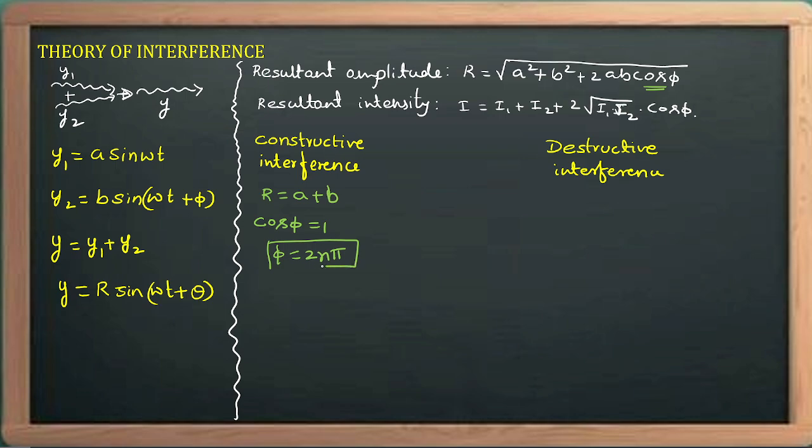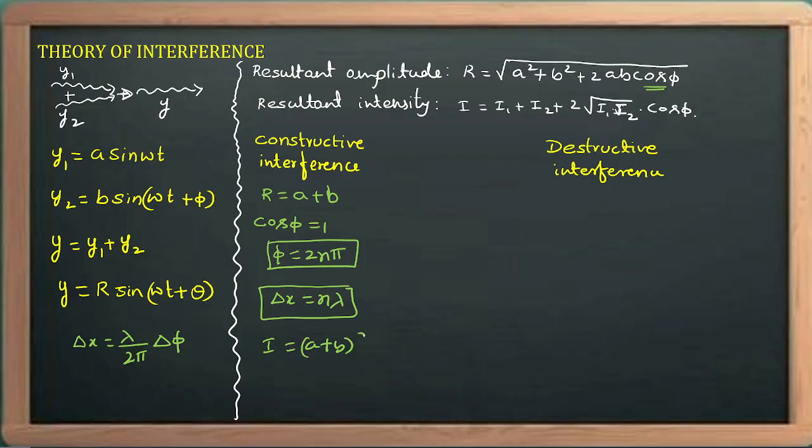This is called phase difference. So you can calculate the path difference here. Path difference is given by lambda divided by 2 pi into phase difference delta phi. So 2 pi will get cancelled, you will get n lambda. So path difference is given by n lambda. Then we have resultant intensity I equal to amplitude square, so A plus B whole square. So then we have destructive interference.